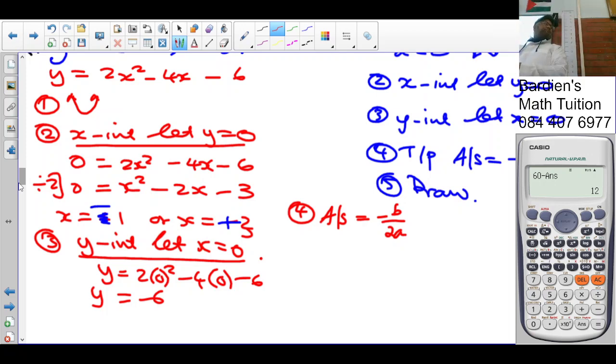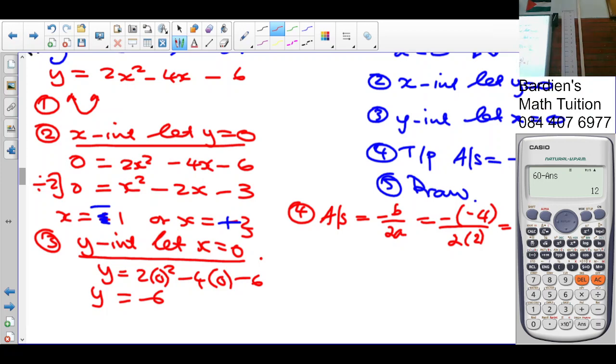Right. So minus b over 2a. Now your b value here is what? Negative 4. Your a value is 2. So you go minus b, which is negative 4 over 2 times 2. So that's going to give you 4 over 4, which is 1. So this is the x value of the turning point. You guys understand? So what do we do with this?